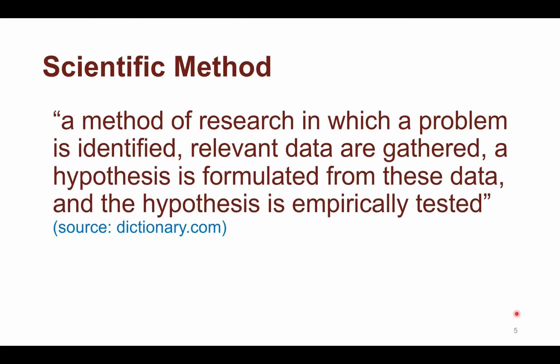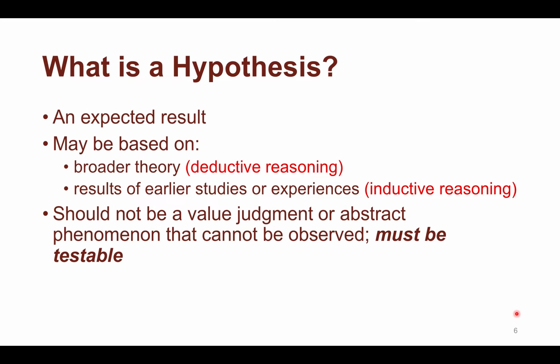Similarly, if you look up a dictionary definition of the scientific method, each source is going to give you a slightly different wording. So I just chose one. They're all basically the same. Dictionary.com says that the scientific method is a method of research in which a problem is identified, relevant data are gathered, a hypothesis is formulated from these data, and the hypothesis is empirically tested. So now I've used the word hypothesis a couple times. I should probably tell you what that actually is.